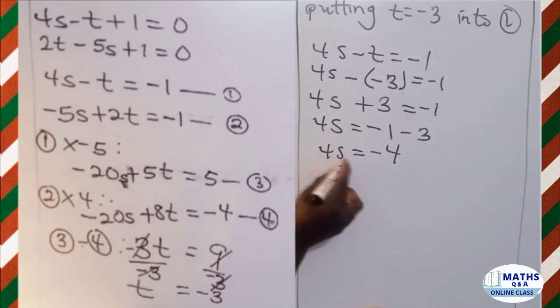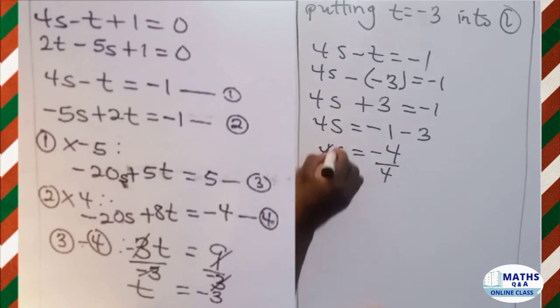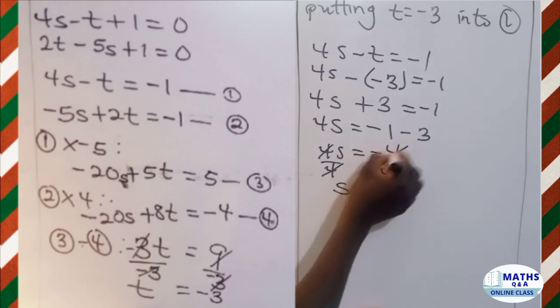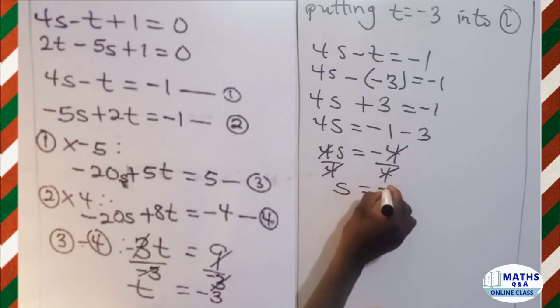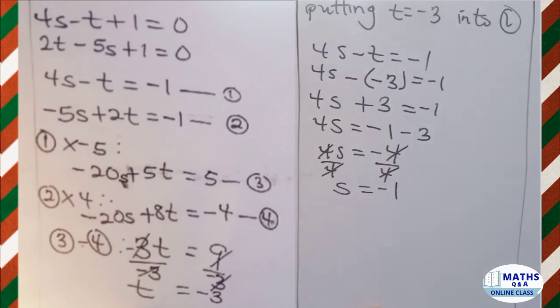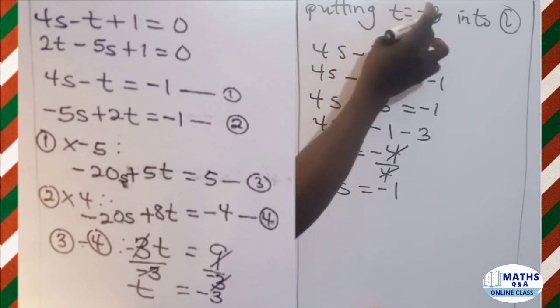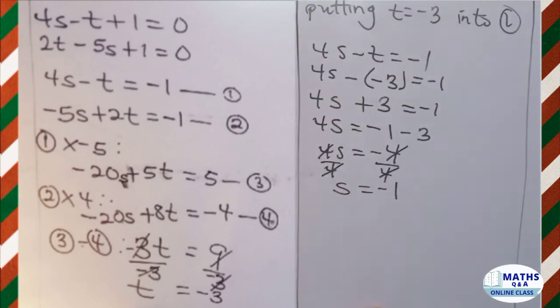Now we want s. We don't want 4s. So we divide this side by 4, and we do the same thing to this side. So 4 divides 4, we'll be left with 1, multiplying s, which is s, equal to -4 divided by 4, which is -1. So now we have the values as s is equal to -1, and then t is equal to -3. So we've had the values for s and t.